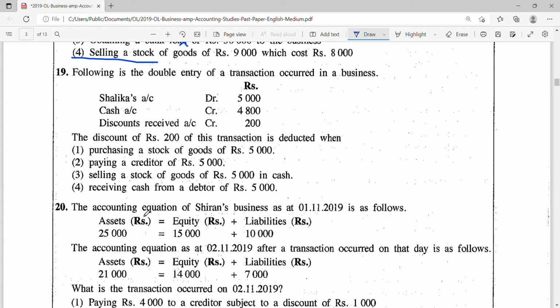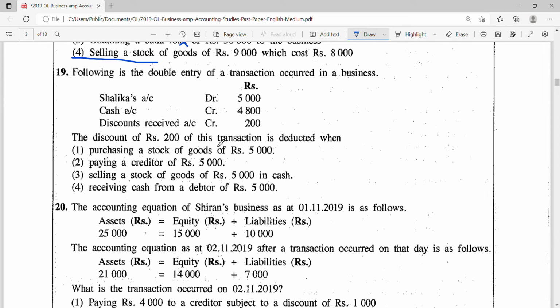Following is the double entry of a transaction that occurred in a business. So Shalika's account has been debited by 5,000. Cash has been paid off, gone out of the company. So it's a credit of 4,800 and discount received is 200. So it looks like the company has paid its creditor an amount of 5,000 and they have given a 200 rupee discount receipt. So in terms of cash, you only paid 4,800.